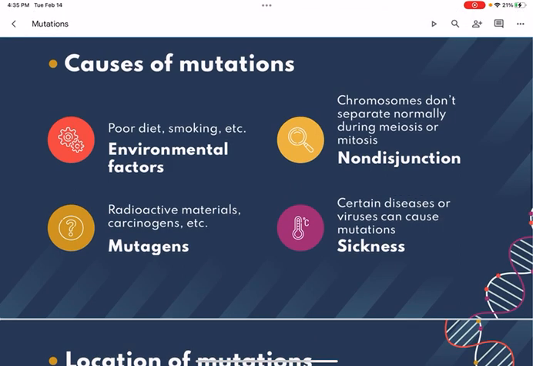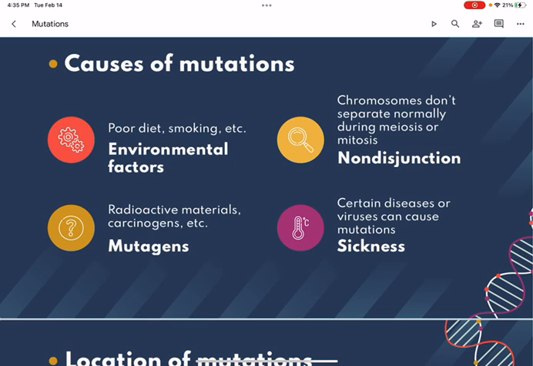There are different things that cause mutations. You can be born with them, but a very poor diet, smoking, being exposed to different toxins, radioactive materials, even certain illnesses can increase your risk of getting a mutation or passing them down to your offspring.